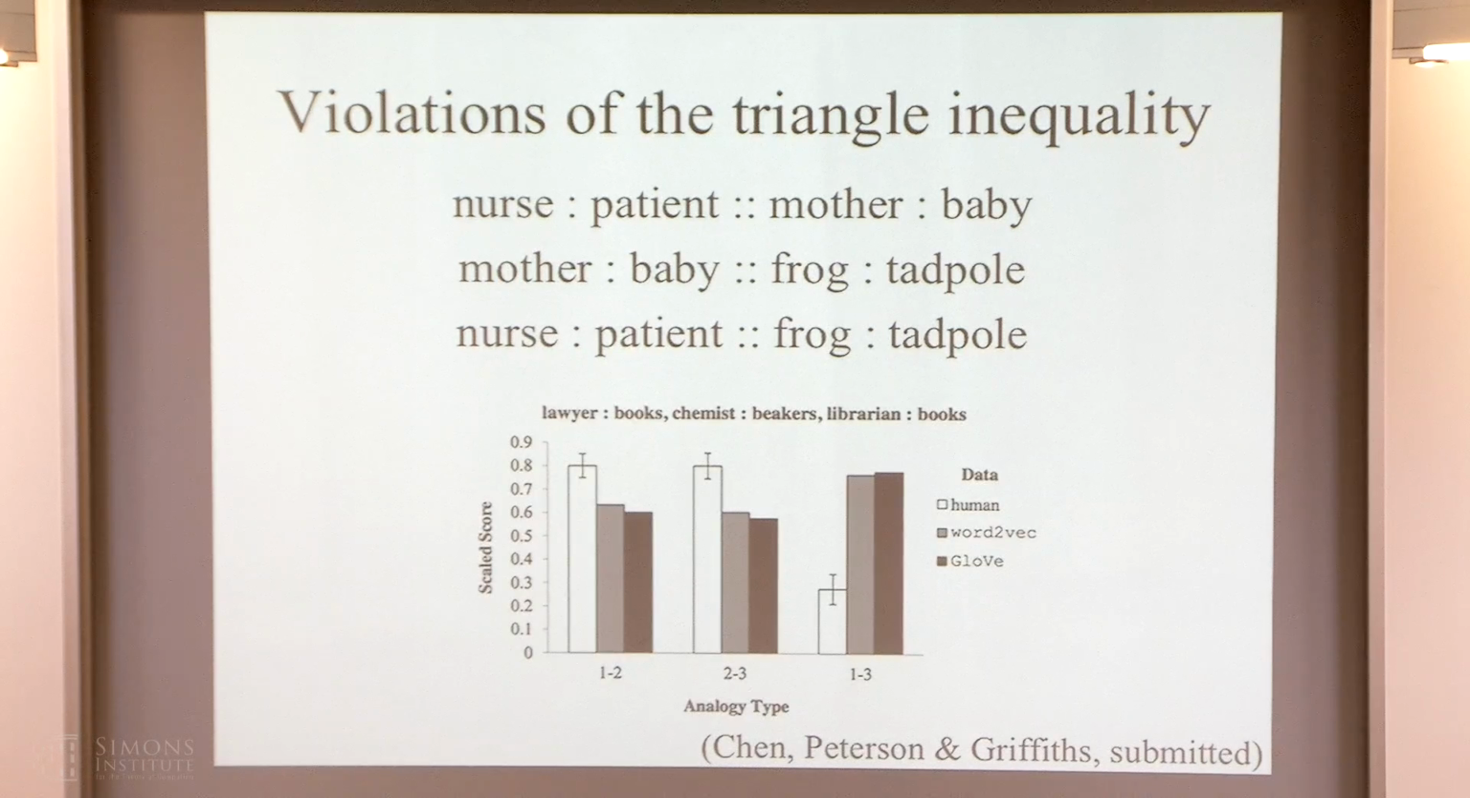But you can actually get very large violations. So here's an example. Lawyer is to books as chemist is to beakers. It's pretty good. Chemist is to beakers as librarian is to books is pretty good. But then lawyer is to books as librarian is to books is pretty bad, right? And the reason is that when you present the analogy in that form, it basically encourages you to think about the differences between the ways that lawyers are to books and librarians are to books, rather than highlighting the similarities. So I think these examples just help to illustrate that maybe there's something more complex going on in analogy than just the vector space analysis.